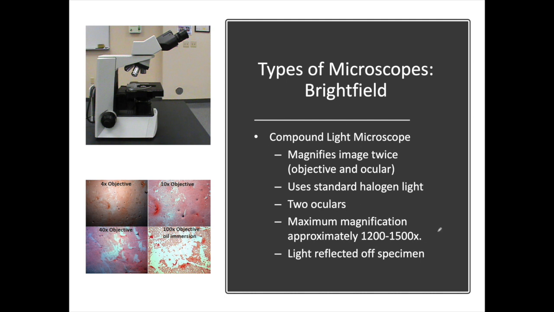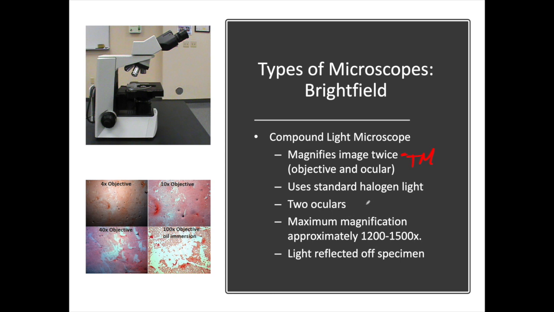Now, other types, what are the different types of microscopy? Well, the one that we're all used to is the Brightfield microscope. Right here on the top left, we have a picture of a binocular compound light microscope. This is the microscope that we use in our microbiology lab. Again, that compounding is why we magnify the image twice. So remember, this will give you your total magnification, what we refer to as TM.